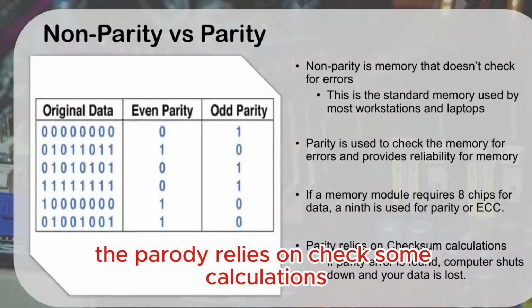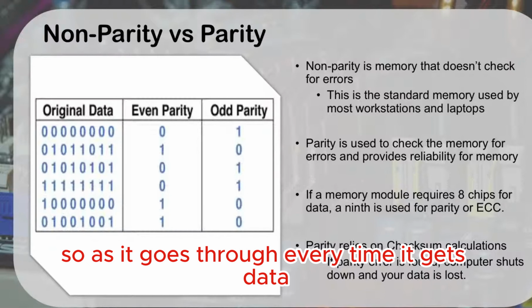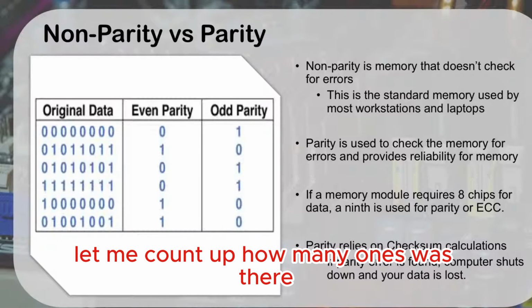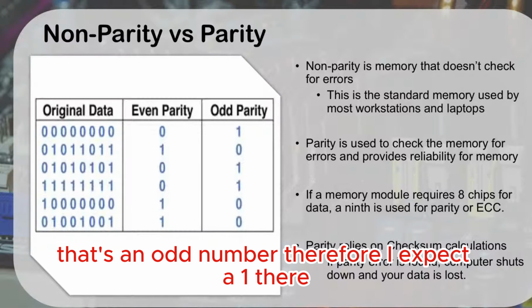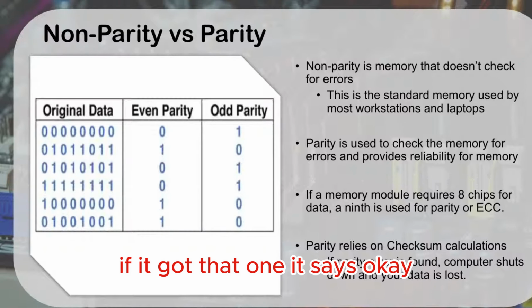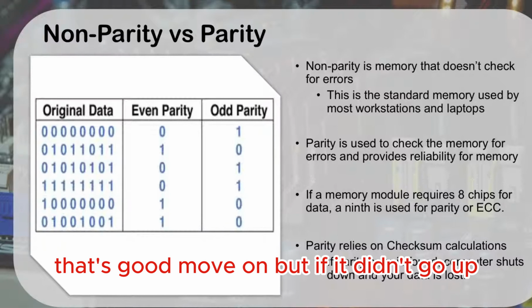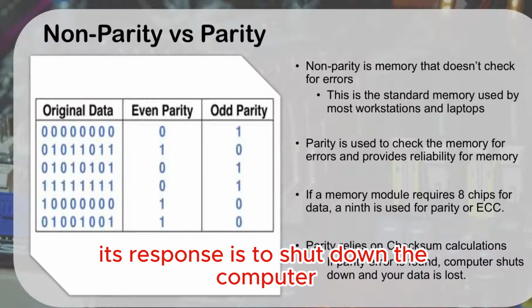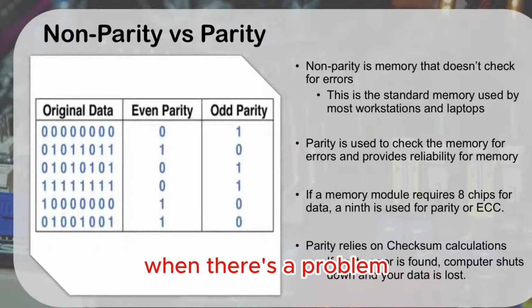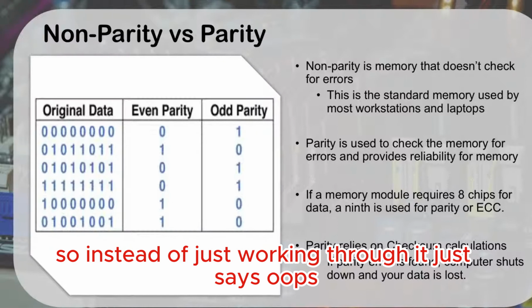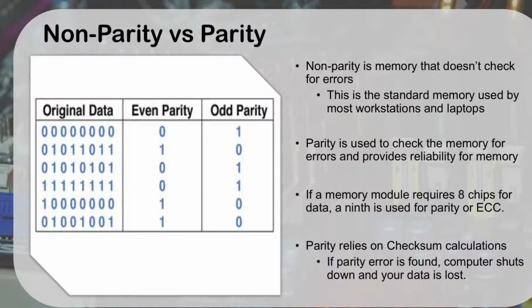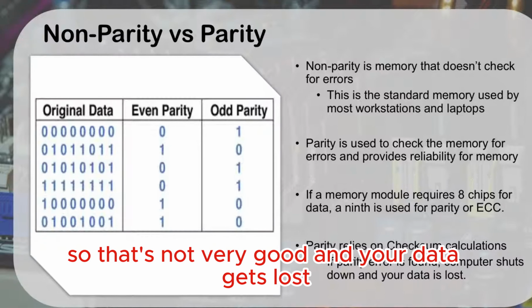The parity relies on checksum calculation. So as it goes through, every time it gets data, it has to do a calculation. Let me count up. How many 1s were there? There's 5. That's an odd number. Therefore, I expect a 1 there. And if it got that 1, it says, okay, that's good, move on. But if it didn't, it goes, oop, there's a problem. And if you're using parity memory and there's an error, its response is to shut down the computer when there's a problem. So instead of just working through it, it's just oops, I don't know what to do, and crashes. So that's not very good, and your data gets lost.